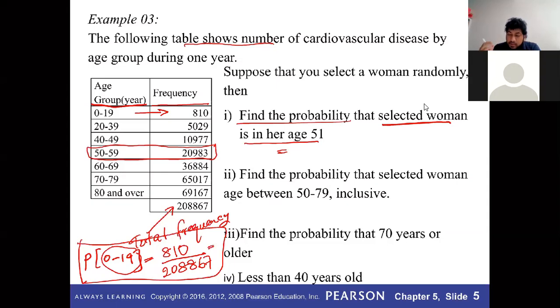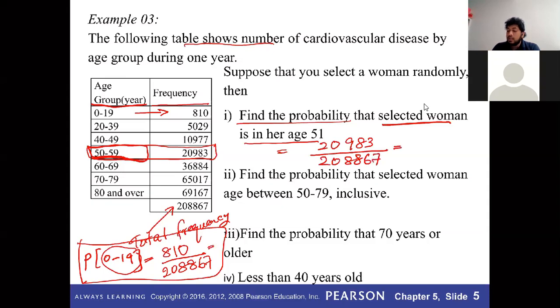The frequency belongs to that given group. What is the group? We need to find her age, 51. Age 51 belongs to this group. So what is the probability of this group? 20,983 divided by total frequency 20,88,67.